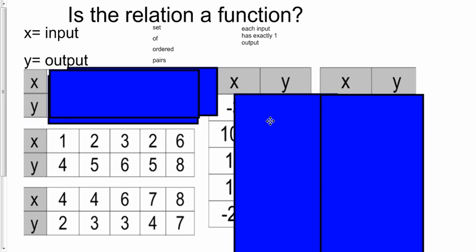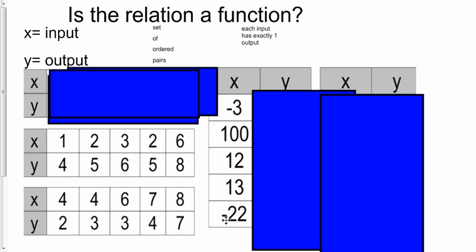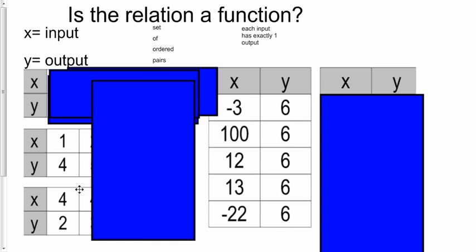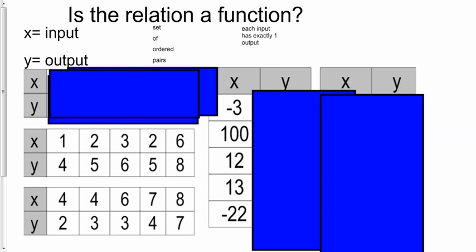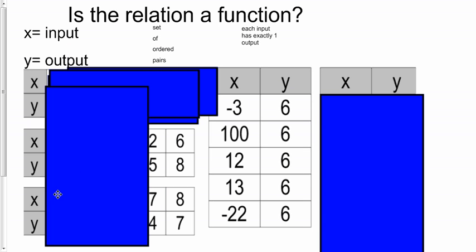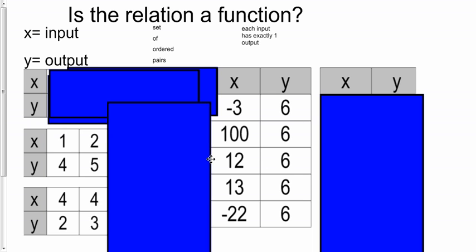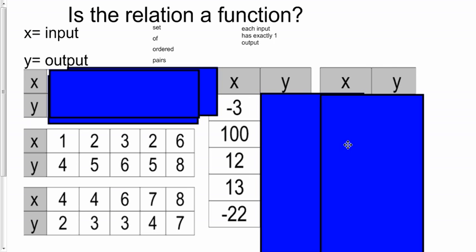Let's take a look at this one. This is a relation. It's a set of ordered pairs. This is my input side. None of them repeated. And because none of them repeated, it is a function. Now, it's probably bugging some people that the output's the same every single time. Here's how you can interpret this. Yes, it's a function because every single input has one output.